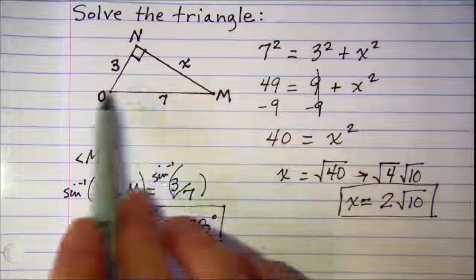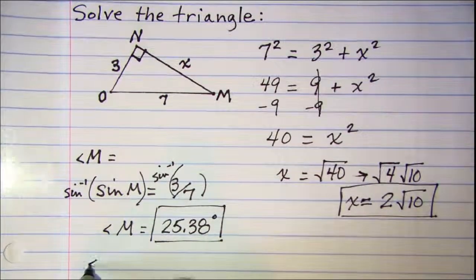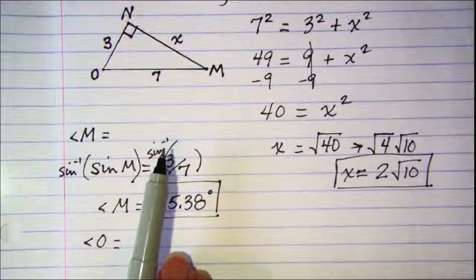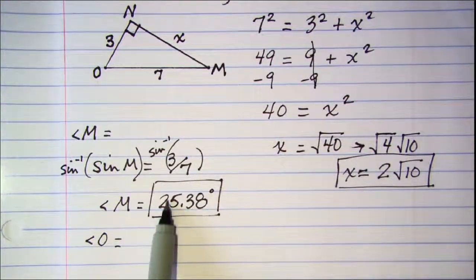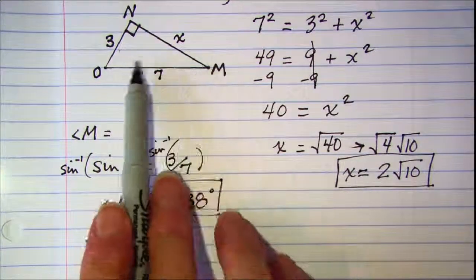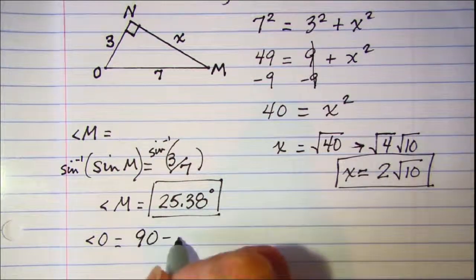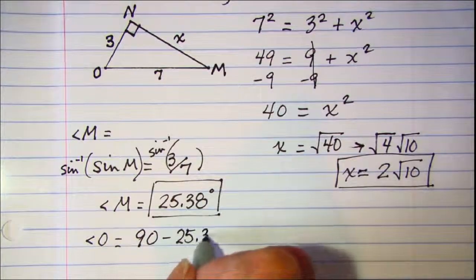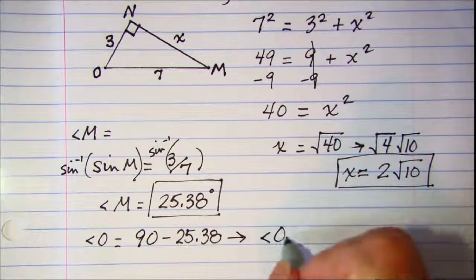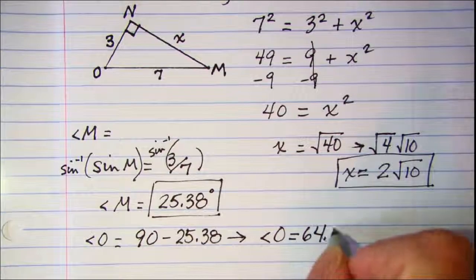Then we also need angle O, and angle O can be found. We don't need to use trig on that one. We can just take 25.38 away from 90, since these two angles add up to 90 degrees. So I can take 90 minus 25.38, and that'll give me angle O to equal 64.62.